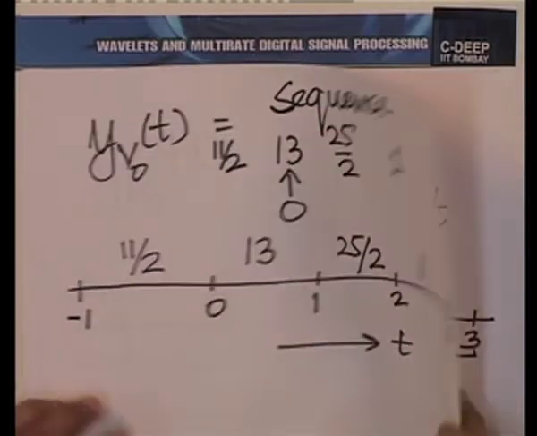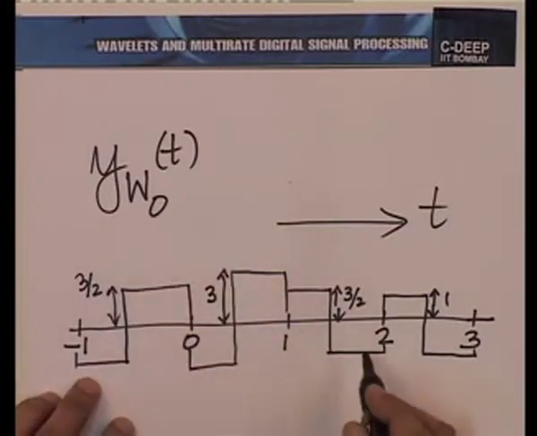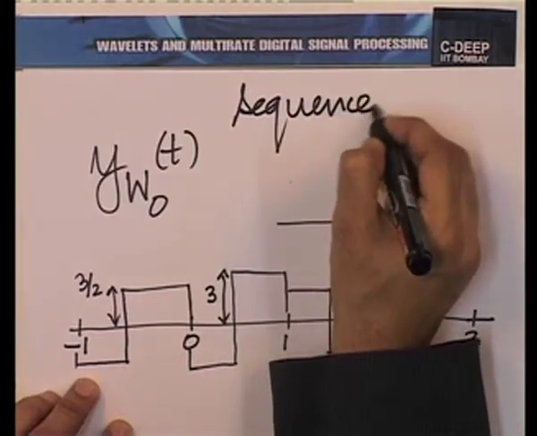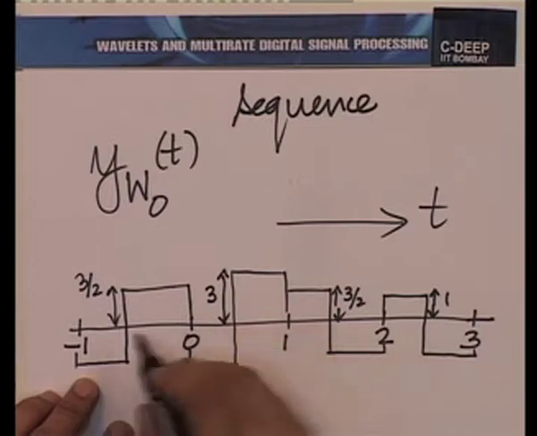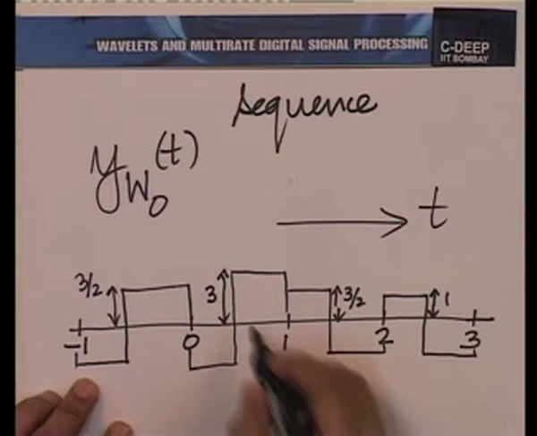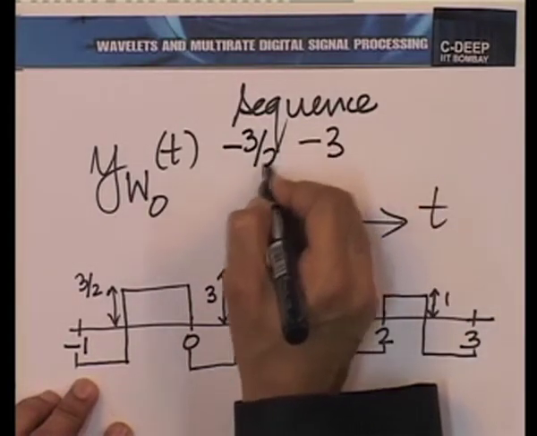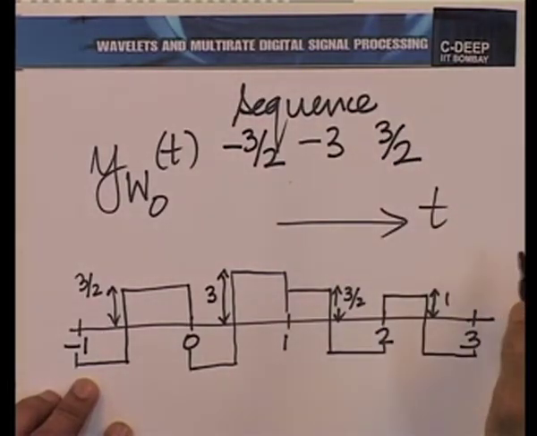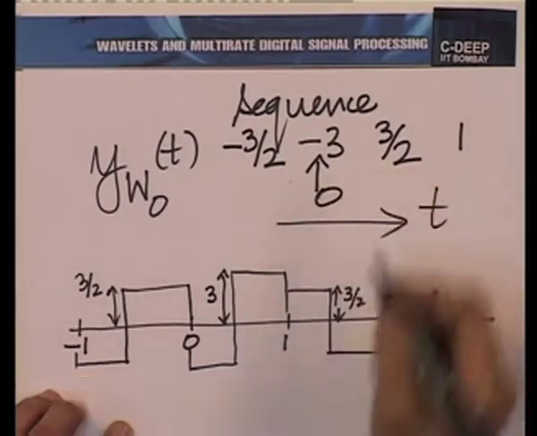And similarly, we can put down a sequence corresponding to the projection on W0. So, the sequence here would be, well, remember, this is minus 3 by 2 at minus 1, minus 3 at 0 and so on. So, minus 3 by 2, plus 3 by 2 and plus 1 with the minus 3 put at the point 0. That is the sequence.